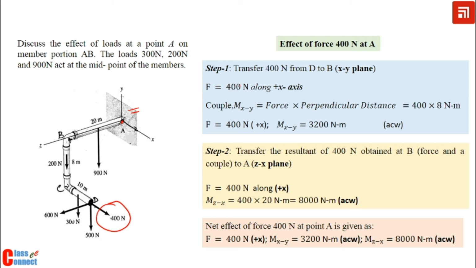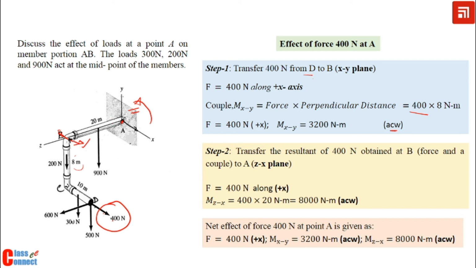So when we transfer this force from D to B, we get 400 Newton, 400 Newton like this and this. It means this load and this load will induce a couple which will induce bending in the XY plane. That value is 400 multiplied by 8 meter. So that is why it is 400 into 8 meter, and this is an anticlockwise moment. So we have the force along the x-axis.